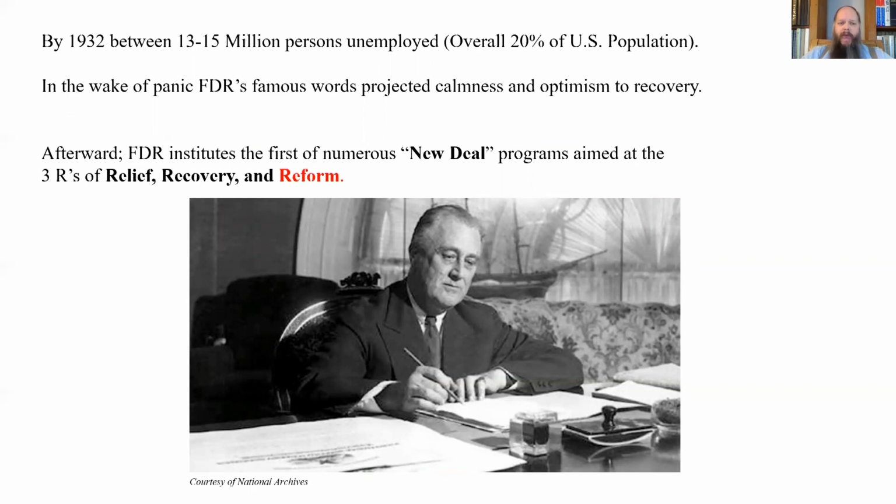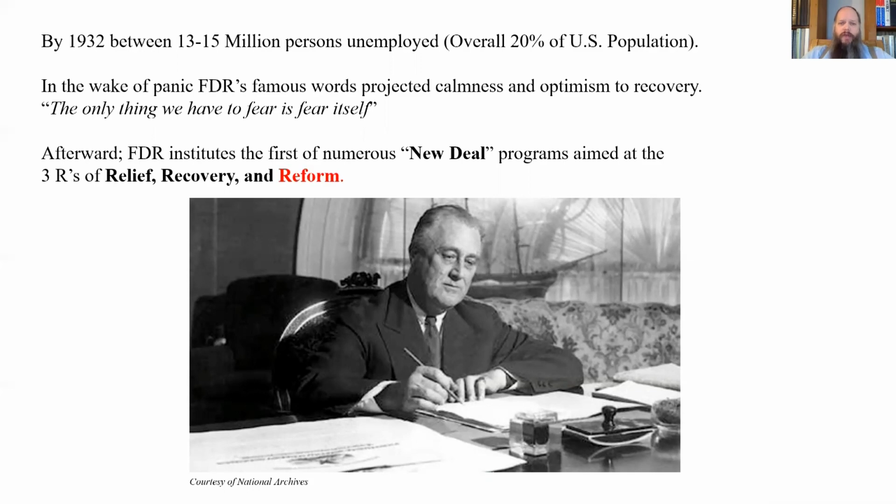And in the wave of this panic that swept the United States, Roosevelt would want to project calmness. He tried to project optimism to recovery for our country. And those famous words that he was quoted as saying was that the only thing we have to fear is fear itself. Afterwards, Roosevelt instituted the first of many numerous New Deal programs aimed at what was called the 3 R's under the headings of relief, recovery, and reform.